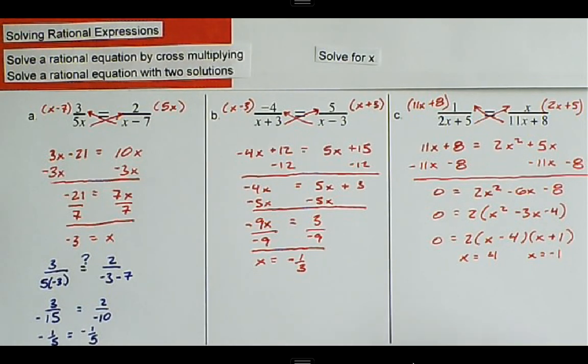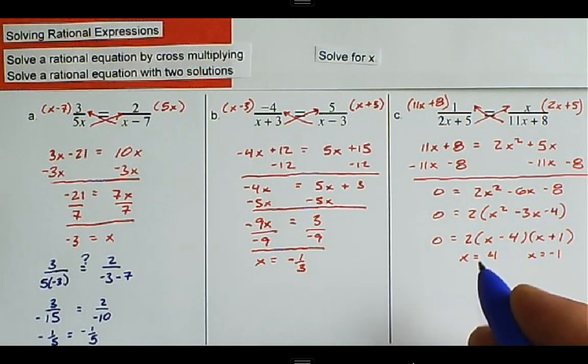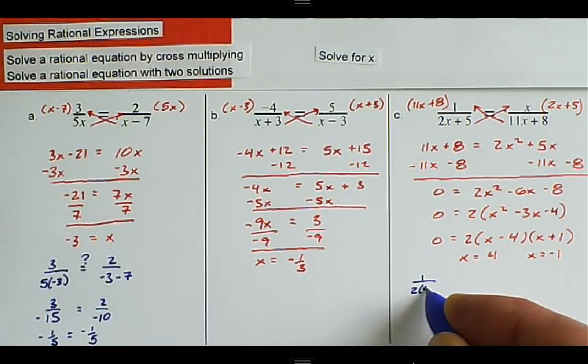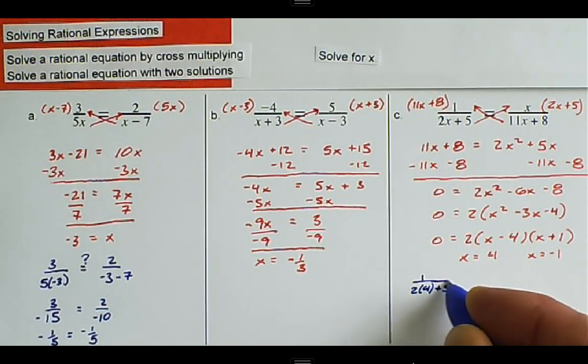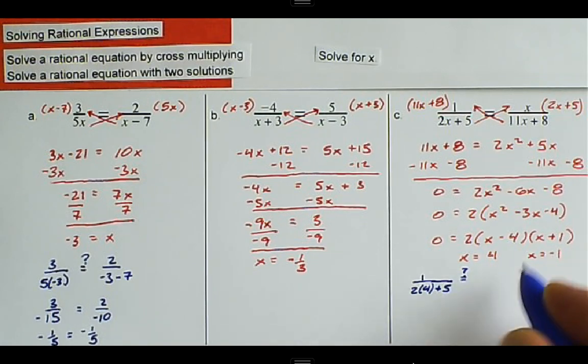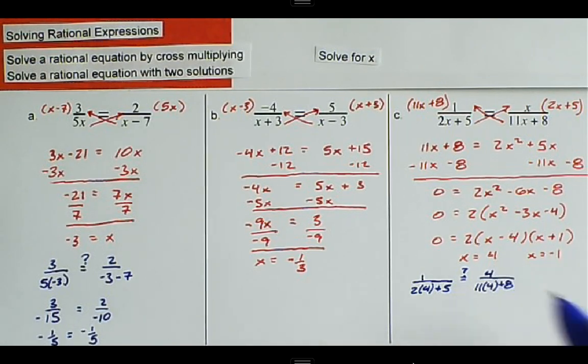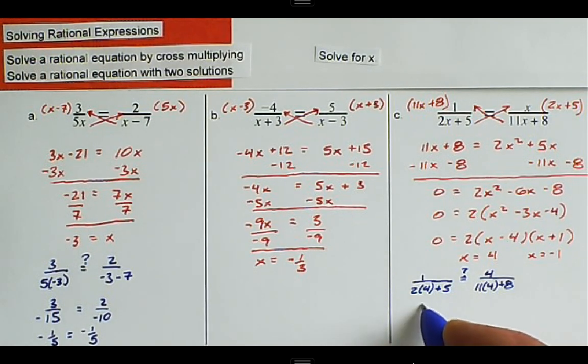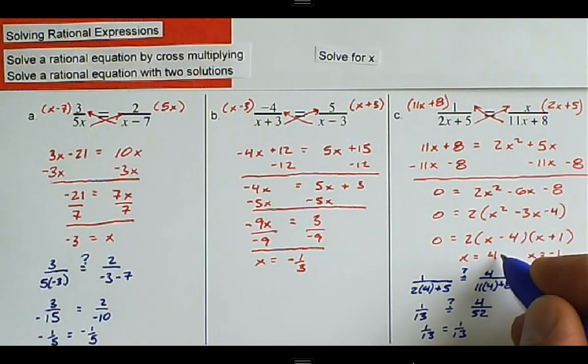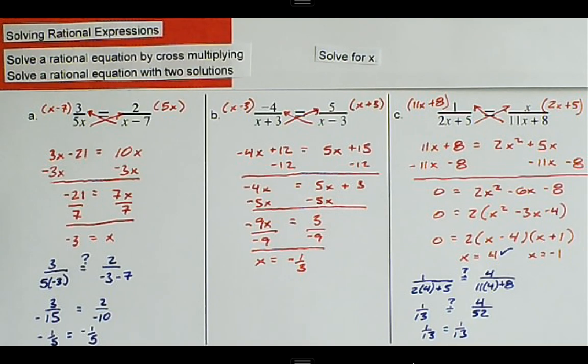And so we're going to substitute 4 in for both of these. So then we get 1 over 2 times 4 plus 5. And that is going to be equal to 4 over 11 times 4 plus 8. So 2 times 4 is 8 plus 5 is 13. So we get 1 over 13. And then we get 4 over 44 plus 8 is 52. And so then that does equal 1 over 13 is equal to 1 over 13. So then 4 does work, and then we just have to check -1.